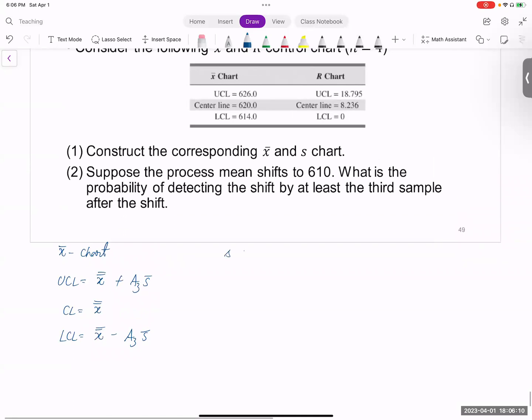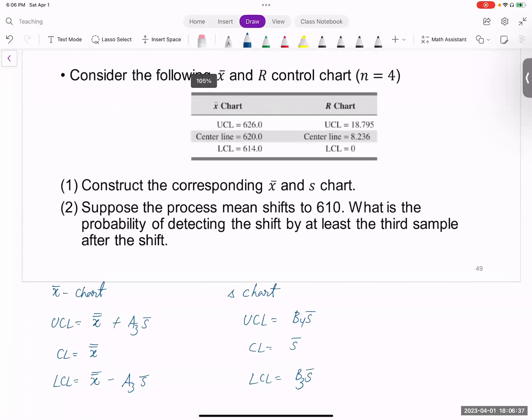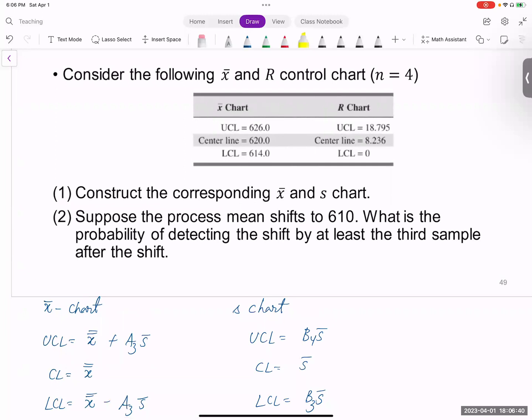And then the S chart is UCL equals B4 times S bar. CL is S bar and LCL is B3 times S bar. In this scenario, you need two things: X double bar and S bar to construct your X bar and S chart. You probably already have X double bar from the previous X bar chart. From the previous X bar chart, the center line gives you X double bar equals 620. But you still need S bar.